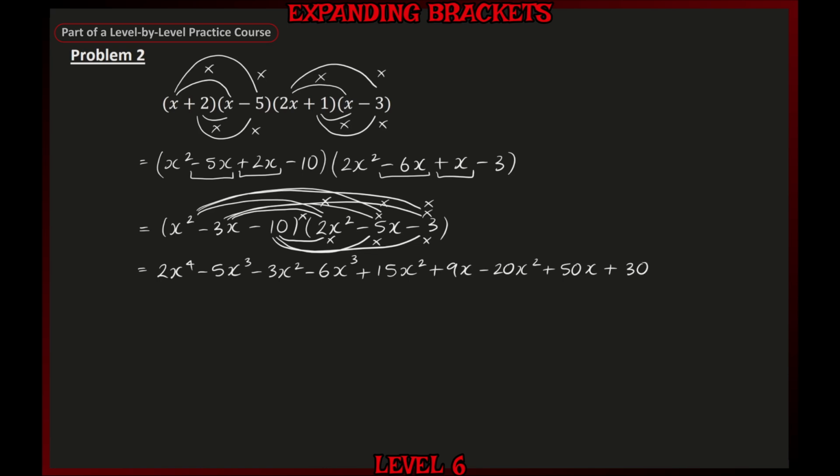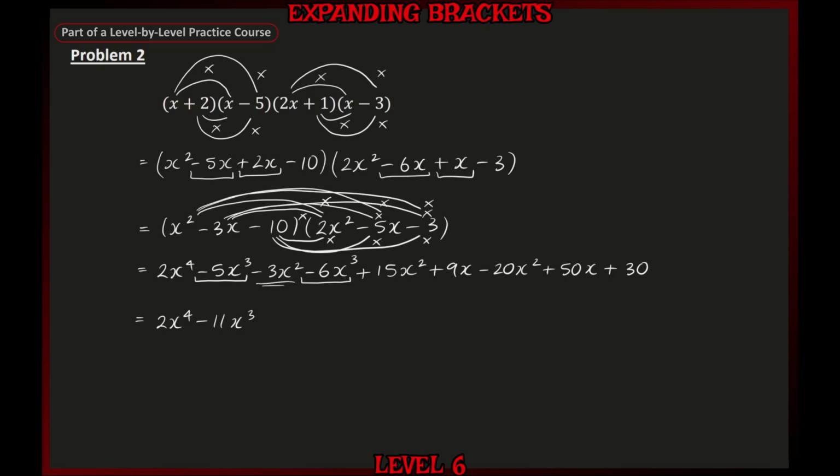To finish off this problem, we now need to simplify by collecting the like terms together. So we have 2x to the power of 4 on its own. We then have a minus 5x cubed and a minus 6x cubed, which give us a minus 11x cubed.